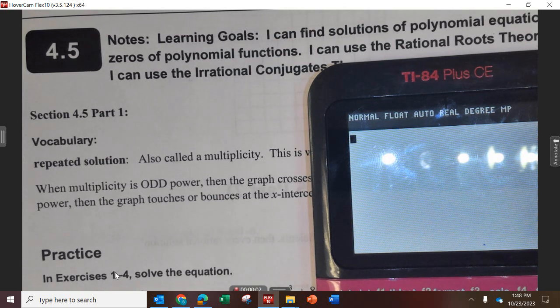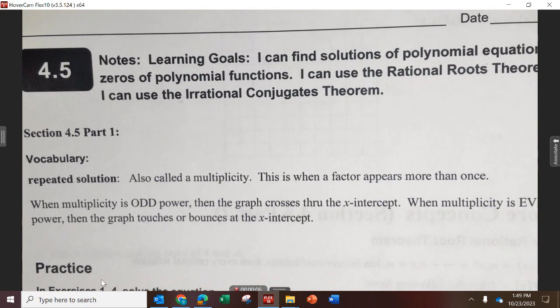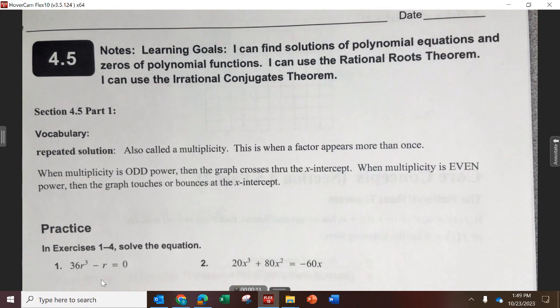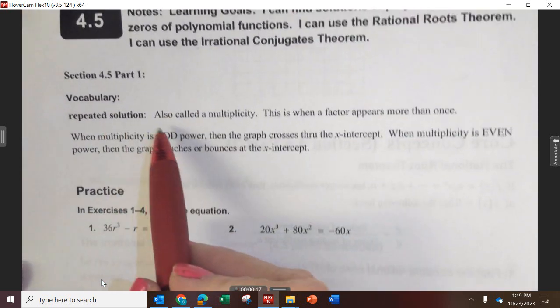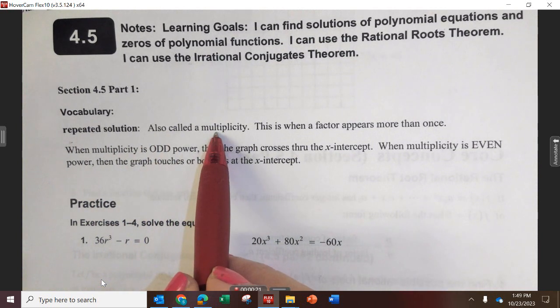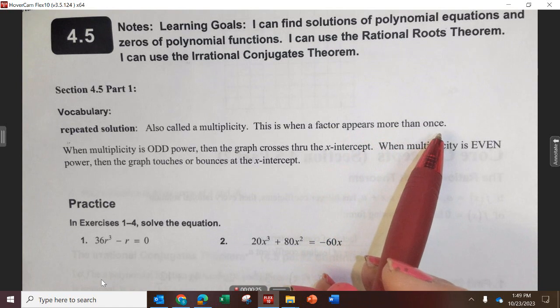Okay, so we're going to take a look at section 4.5, part 1. We're going to be looking at finding solutions of polynomial equations and finding zeros, which is really the same thing as finding solutions. A new term we're going to look at is called the repeated solution. This is also called multiplicity. This is going to be when a factor appears more than once.